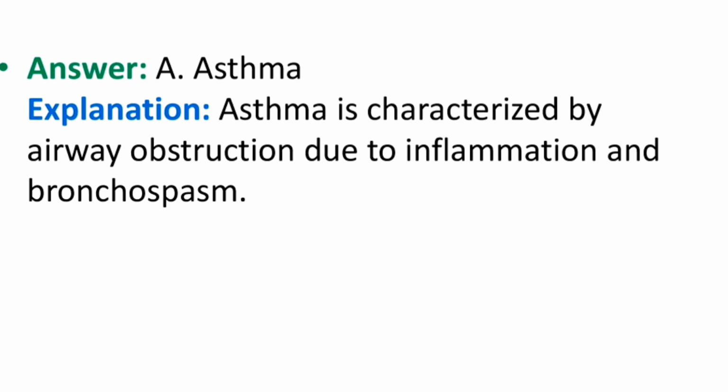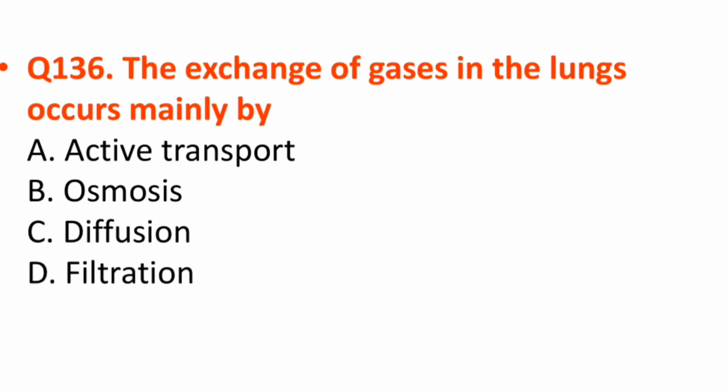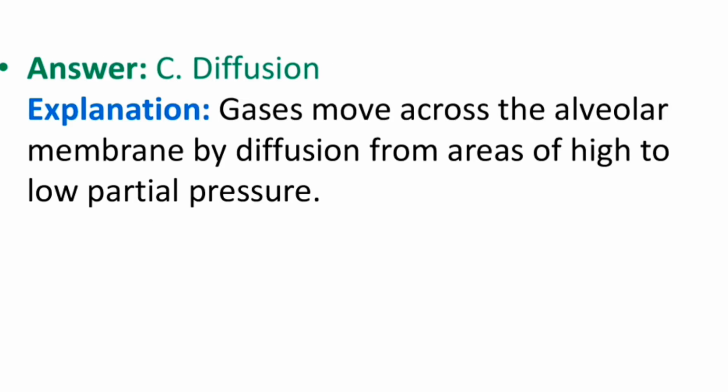The next question. The exchange of gases in the lungs occurs mainly by: option A, active transport; option B, osmosis; option C, diffusion; option D, filtration. The correct answer is option C, diffusion. Gases move across the alveolar membrane by diffusion from areas of high to low partial pressure.